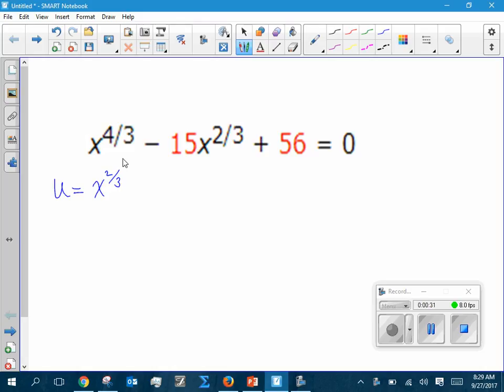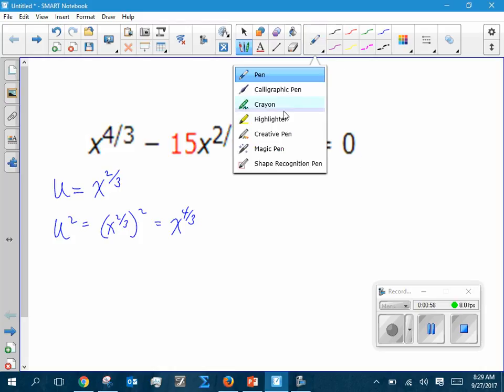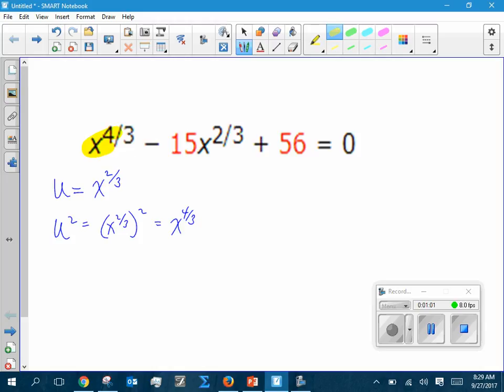Okay? Now the reason I do that, now you don't have to write this, but this is the logic behind it. If I know u is equal to x to the 2/3, then u squared, well, if I square this, I get 2/3 raised to the second power, and we multiply that out, it looks like this. The x to the 2/3 raised to the second power, you have a power to a power, so that's x to the 4/3, right? Does that kind of make sense? So now we recognize that we can make this substitution. We can say that when I see this x to the 4/3, I can now rewrite that as u squared.